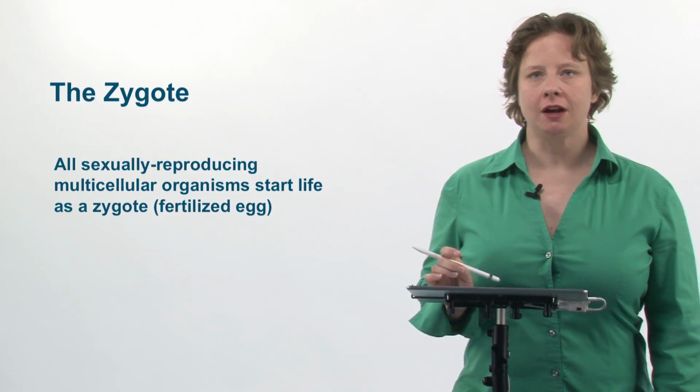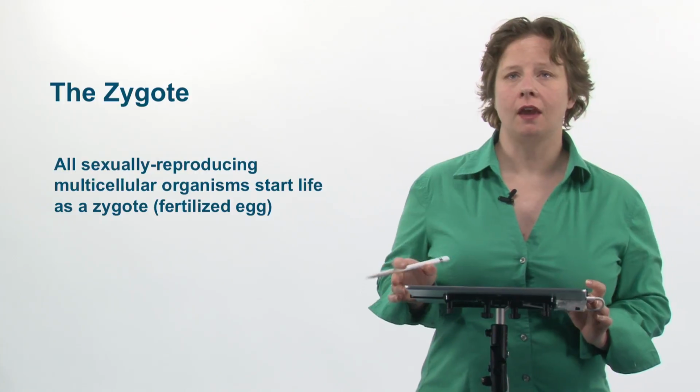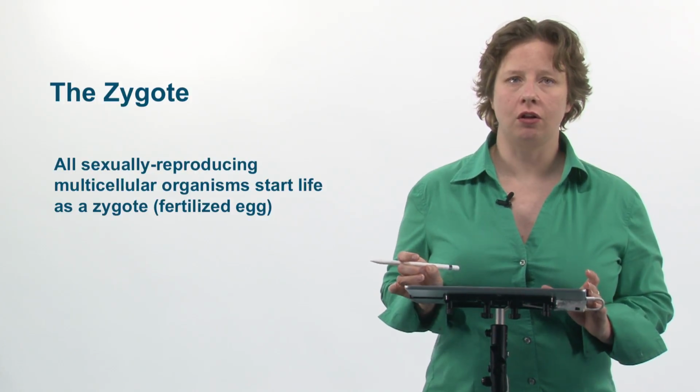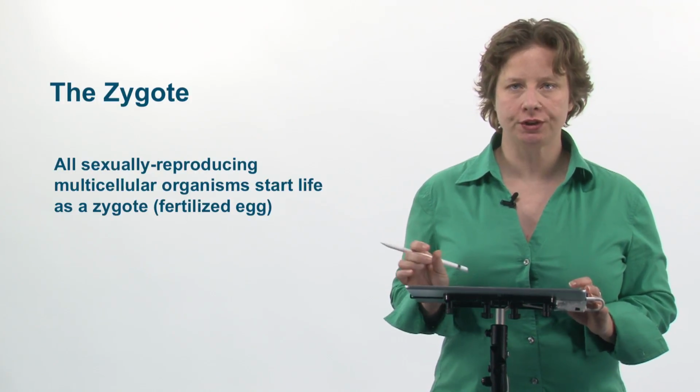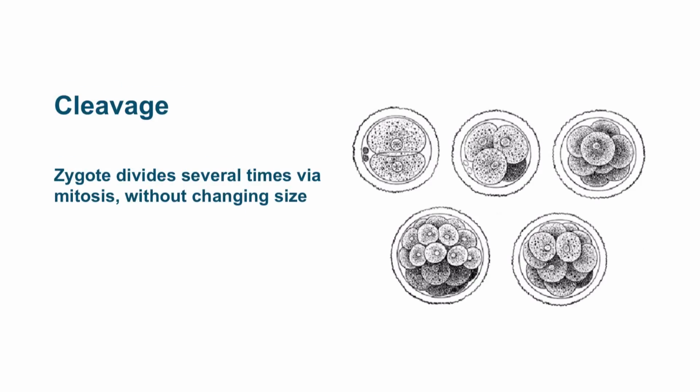So let's start this unit by talking about the zygote. This is a fertilized egg, and this is the stage from which all sexually reproducing multicellular organisms start their lives. What happens right after the zygote forms is called cleavage, when the zygote divides many times without changing size. So we start out here with it going from 1 cell to 2 cells to 4, etc., until we end up with many cells.